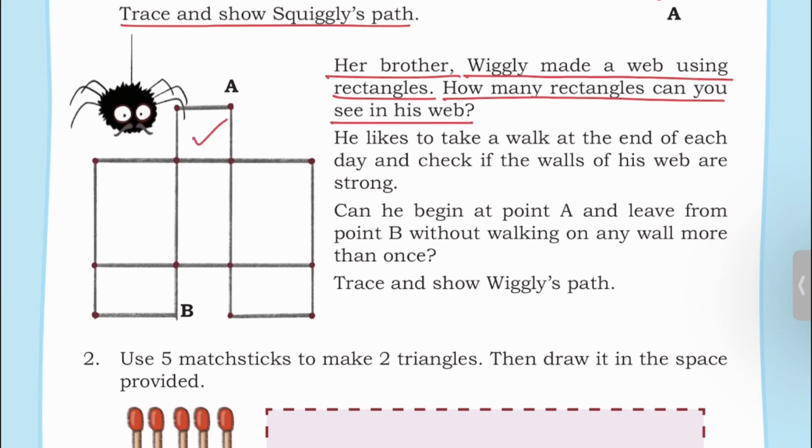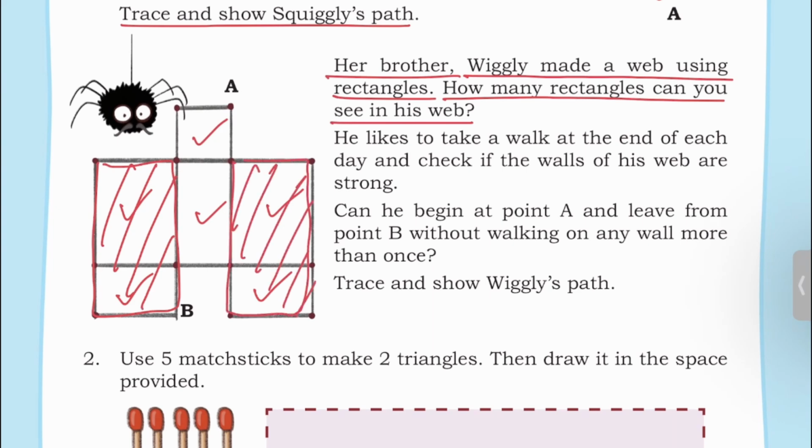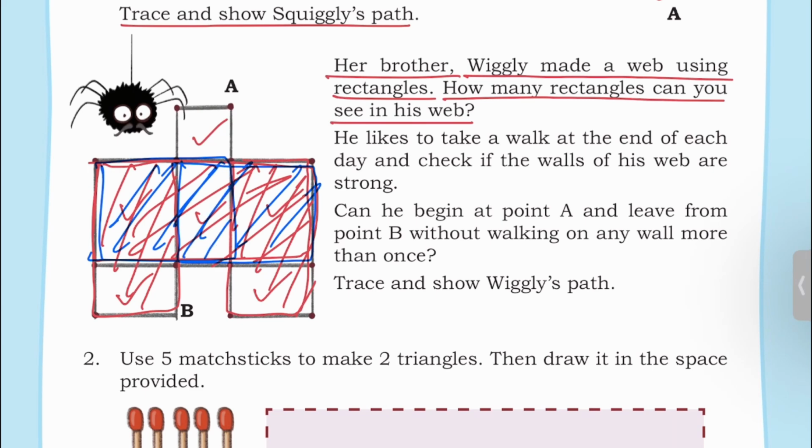1, 2, 3, 4, 5, 6. The bigger one, 7, 8, 9, then 10, then 11, then 12. 12 rectangles.